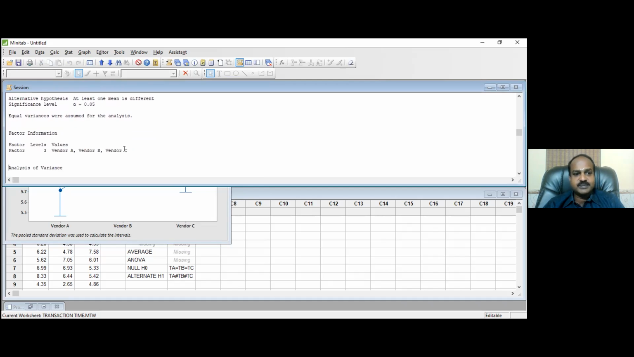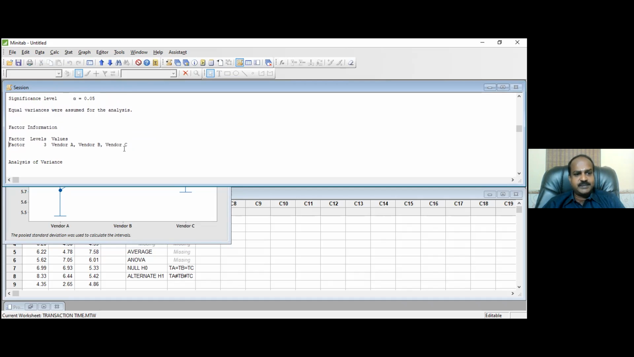Now coming down. Factor. What is the factor? Vendor type is the factor. How many vendors are available? 3 vendors. That is called the factor levels. You can set your factor at any level. Your company can work with A, with B, or with C. Now you understand the terms factor and levels. Now, this is the ANOVA table.